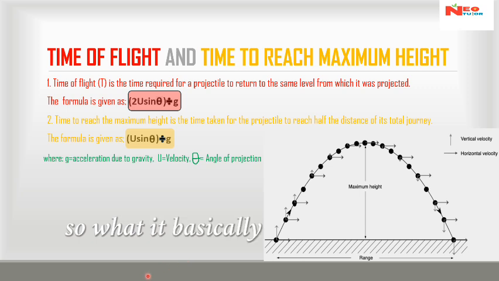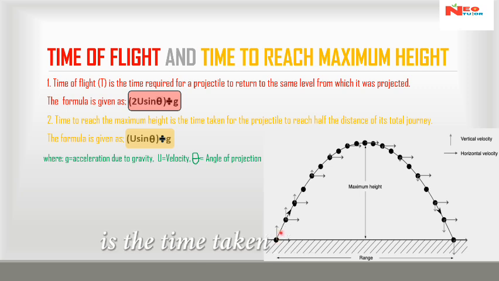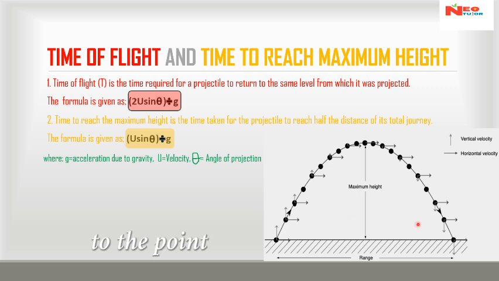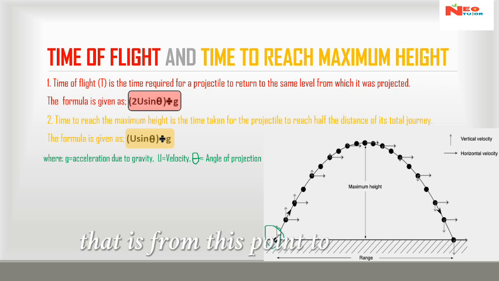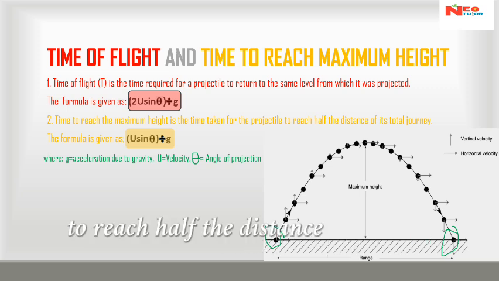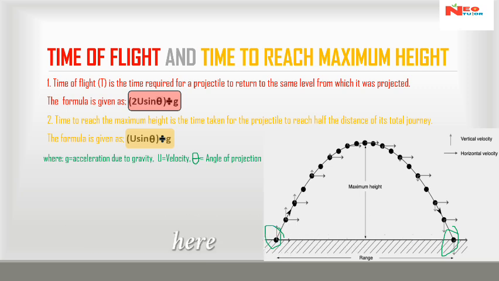So what this means is that what you are calculating is the time taken for the projectile to move from the point at which it was projected to the point where it first landed. That is from this point to this point. The total time frame taken, that's what you calculate. And the time to reach the maximum height is the time taken for the projectile to reach half the distance of the total journey.